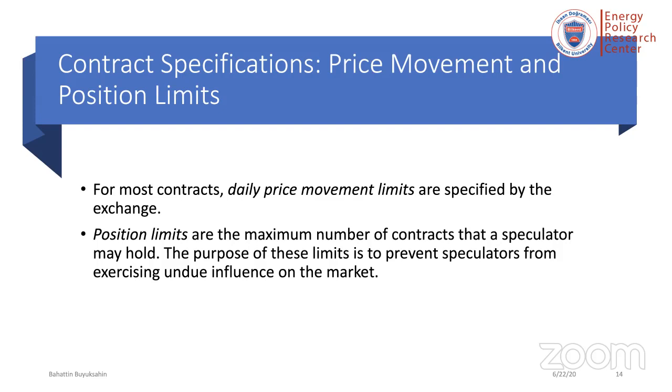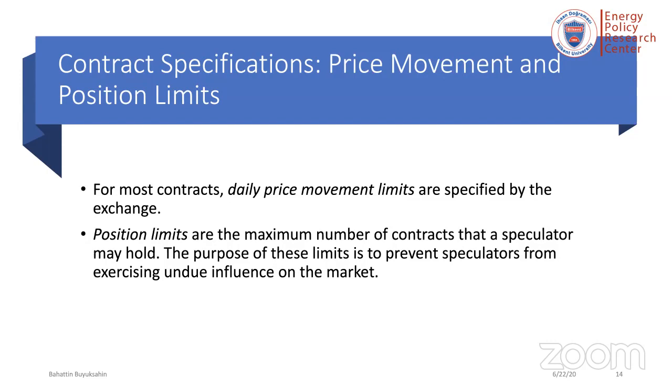Of course, when the exchange defines the contract specification, they also define price movements and position limits. For most contracts, daily price movement limits are specified by the exchange. If in a day the price moves down from the previous day's close by an amount equal to the daily price limit, the contract is said to be limit down. If it moves up by the limit, it is said to be limit up. Normally, trading ceases for the day once the contract is limit up or limit down.